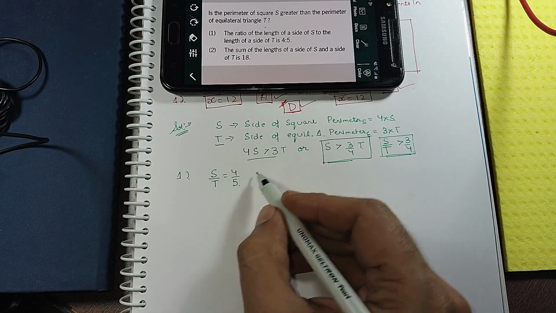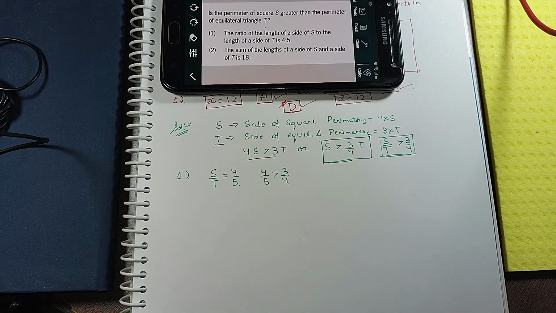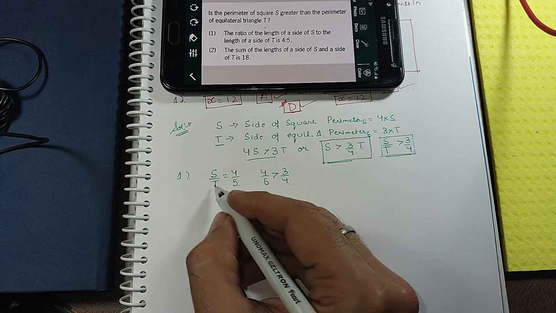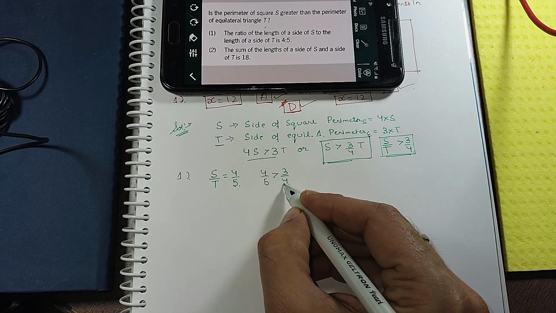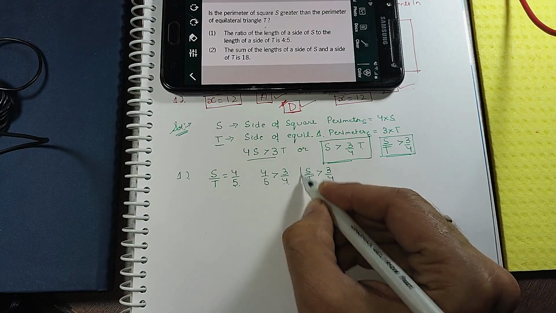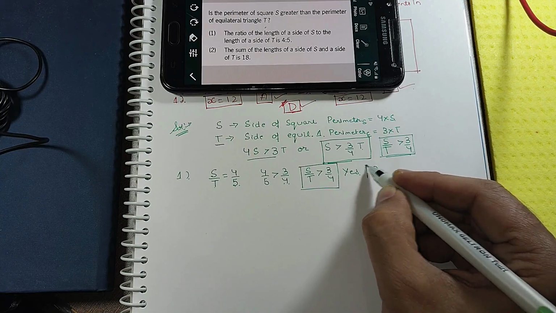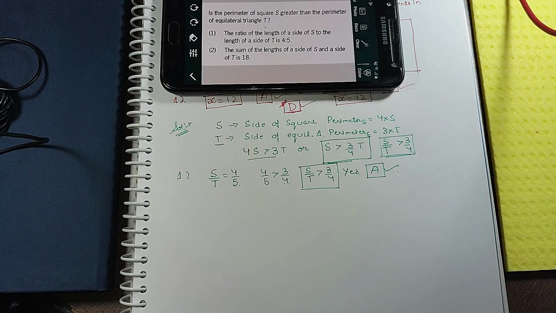Right? So since 4 by 5 is greater than 3 by 4, I can easily say that S by T is greater than 3 by 4. So a sheer yes. So I can say that statement 1 alone is sufficient to answer my question. Right? Now moving to statement 2.